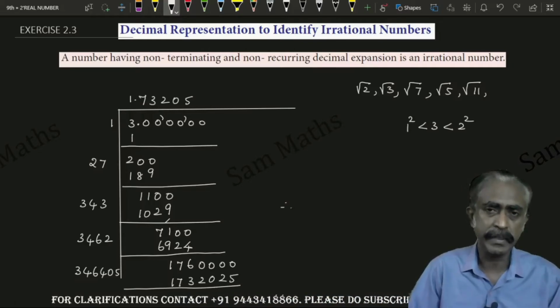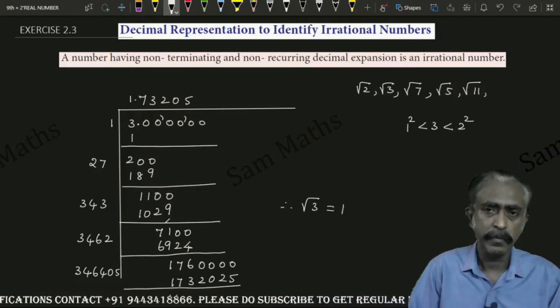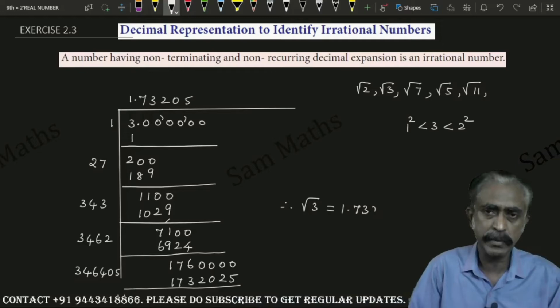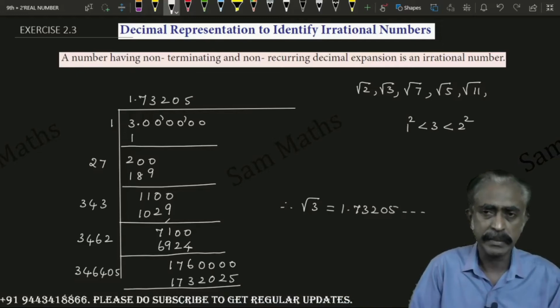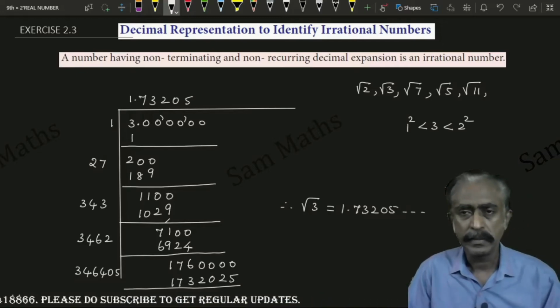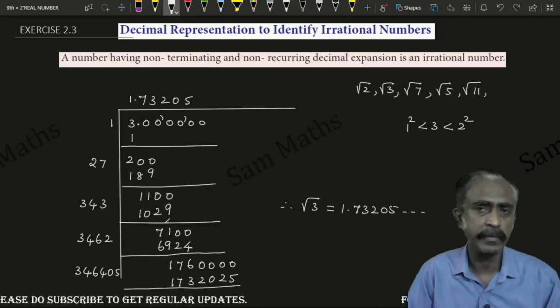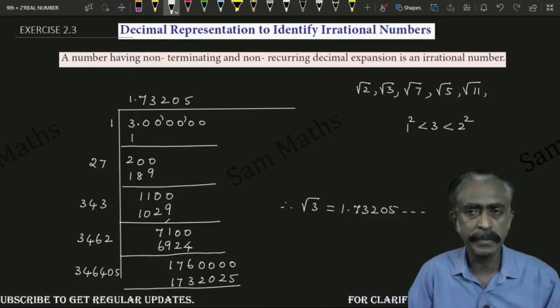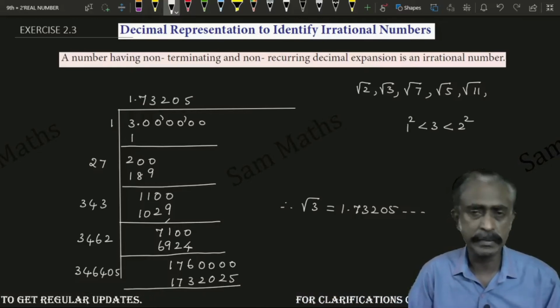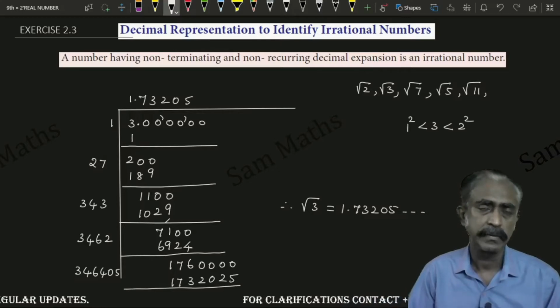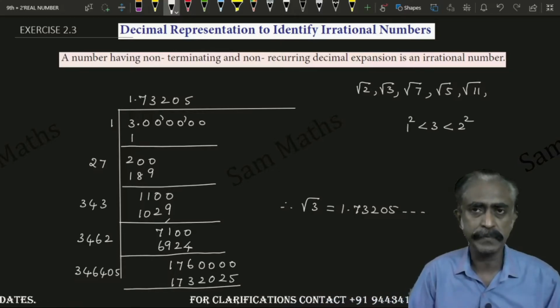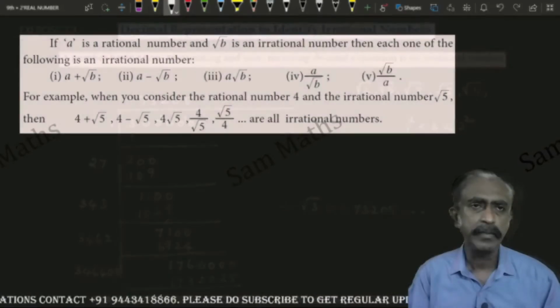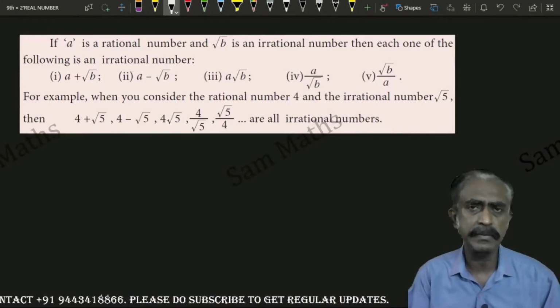Therefore we can write root 3 is equal to 1.73205, etc. Okay, children, this is the value for root 3. Like this you can find for all irrational numbers. So you just practice for root 2, root 7, root 5 and so on. Right, children? Now we have to learn the properties.